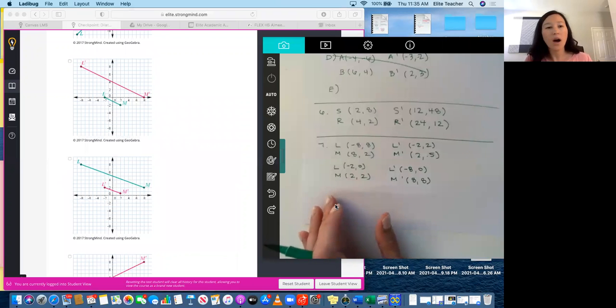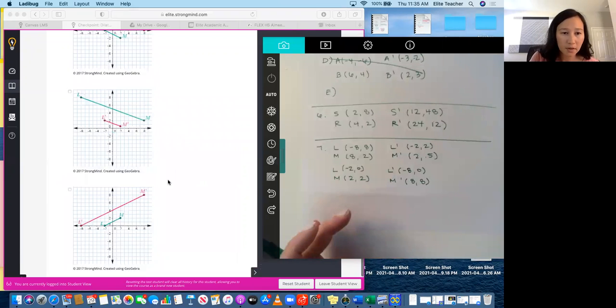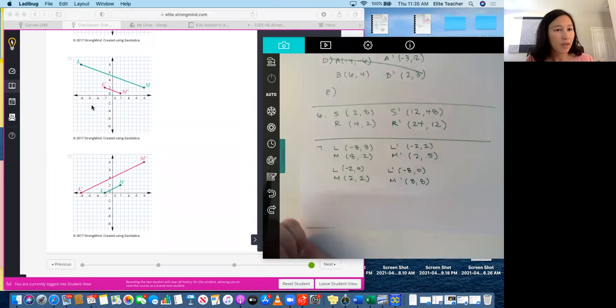Hi, Sydney. We are working on the checkpoint, the dilation checkpoint, if you want to hop on yours. We're just about done.